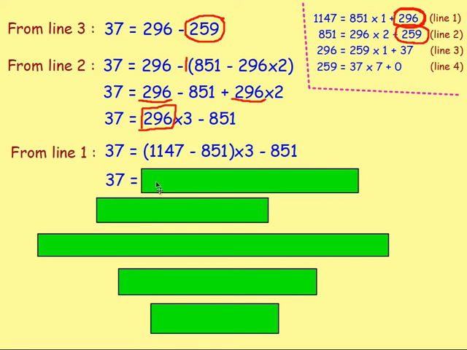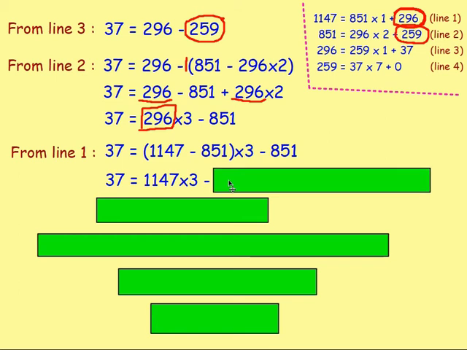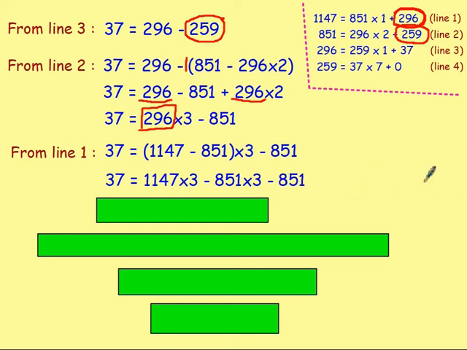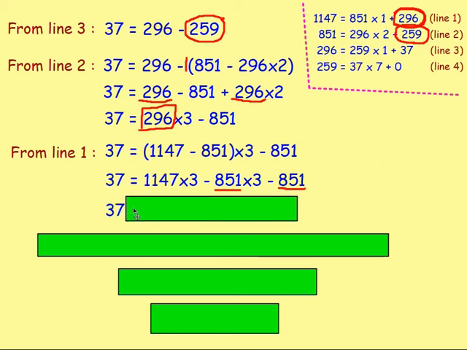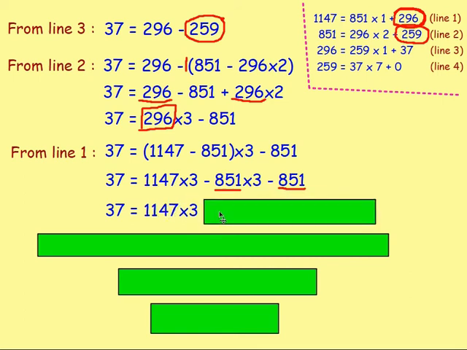After that, multiply out the brackets, so we'd have 3 times this 1147, and we're taking away the 851 times 3 as well. So take away 851 times 3. And again, we're taking away another 851. Gather your like terms. Well, you can see that you have taken away 3 lots of this 851, and we're taking away another 851. So really what we would have is 37 equals, well, I suppose the 1147 times 3 is not changing, that will stay as it is.